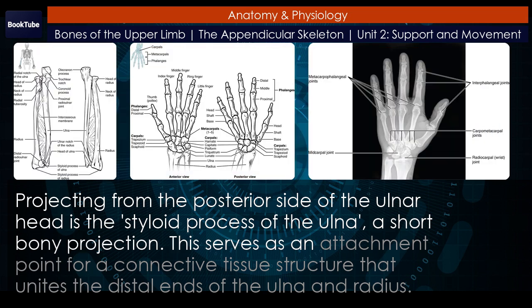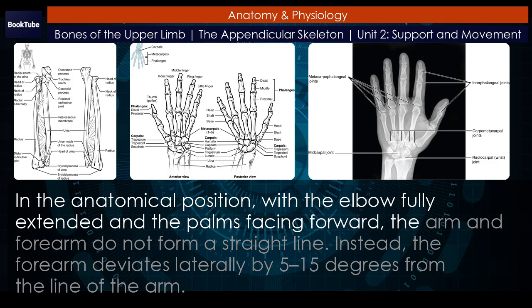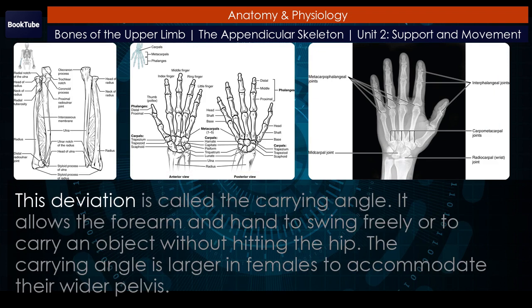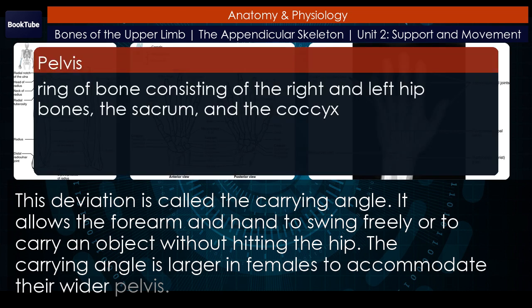This serves as an attachment point for a connective tissue structure that unites the distal ends of the ulna and radius. In the anatomical position, with the elbow fully extended and the palms facing forward, the arm and forearm do not form a straight line. Instead, the forearm deviates laterally by 5 to 15 degrees from the line of the arm. This deviation is called the carrying angle. It allows the forearm and hand to swing freely or to carry an object without hitting the hip. The carrying angle is larger in females to accommodate their wider pelvis.